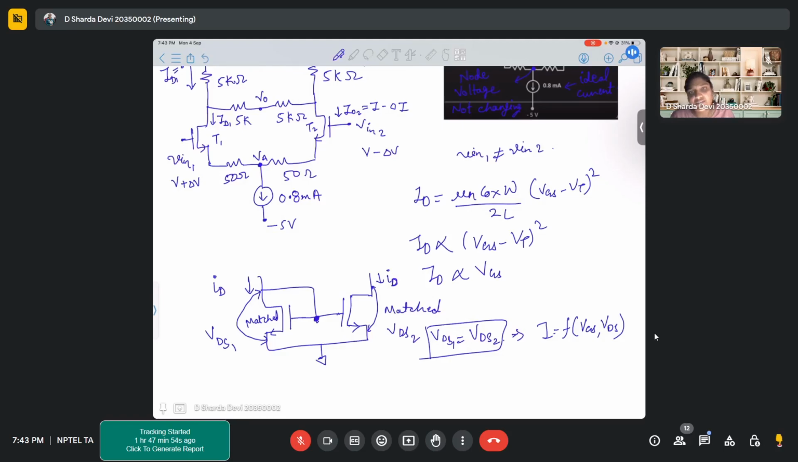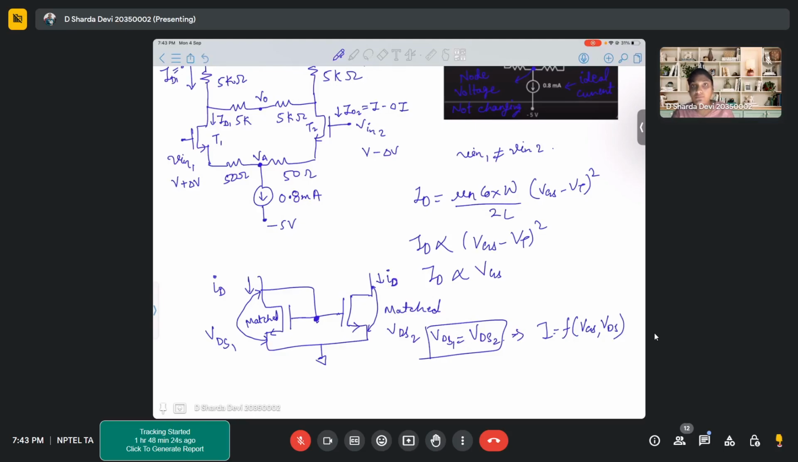But ideally, since we consider for analysis that these are ideal transistors, we don't consider the effect of VDS. But practically speaking, if two branches have the same currents, then that current needs to be a function of VGS and VDS both. It is very important to consider both of these voltages. Is this clear? Yes, ma'am.